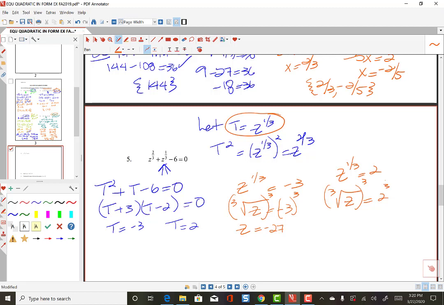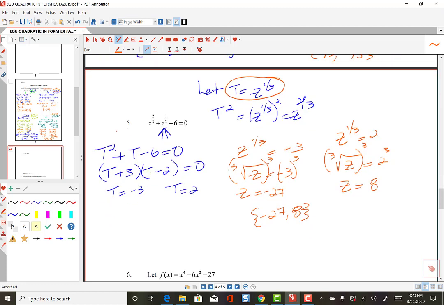I'm going to cube both sides, so that means that z is going to be 8. And again, if we want to check our answers here, we can take these and put them into our calculator. The only thing you have to be careful of is that if you check this on your calculator, especially that negative 27, we want to put that 27 in parentheses. We want to put this exponent, that 2/3, in parentheses. Otherwise, it may interpret it incorrectly.